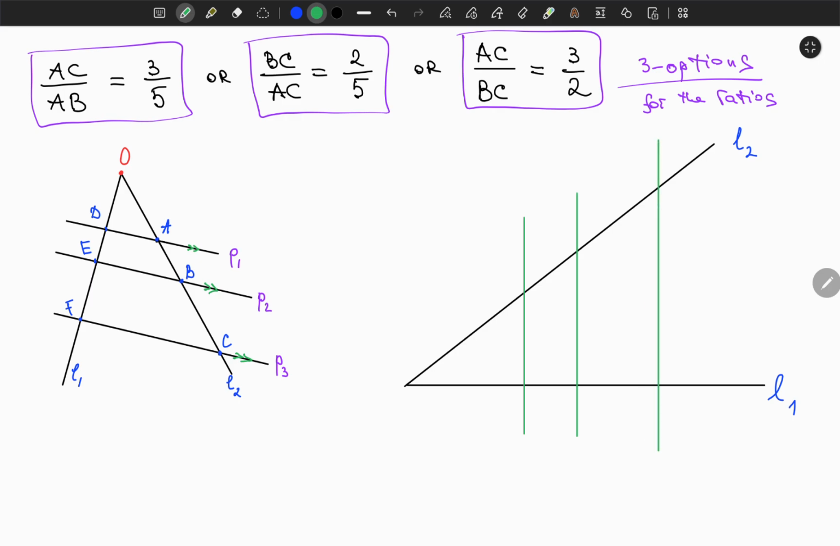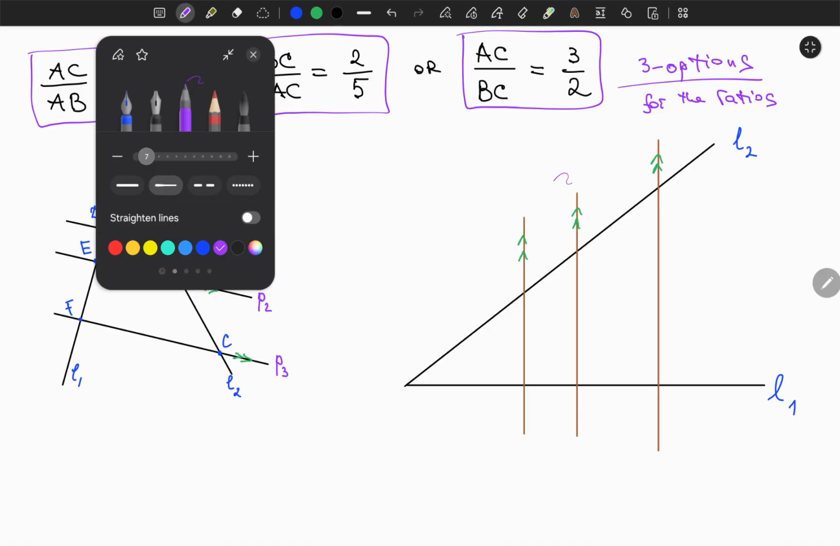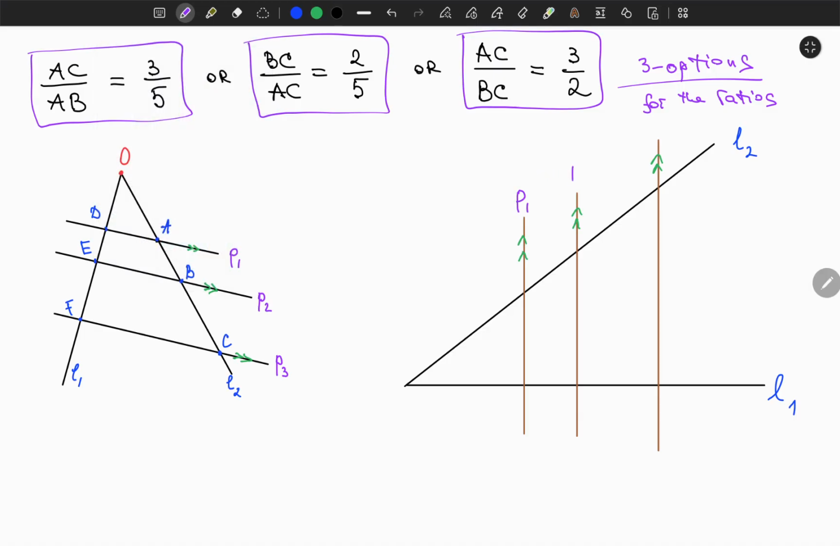All right, three parallel lines. I'm going to say P1, P2, and P3. They're all parallel with each other, these three lines. Parallel 1, parallel 2, parallel 3.